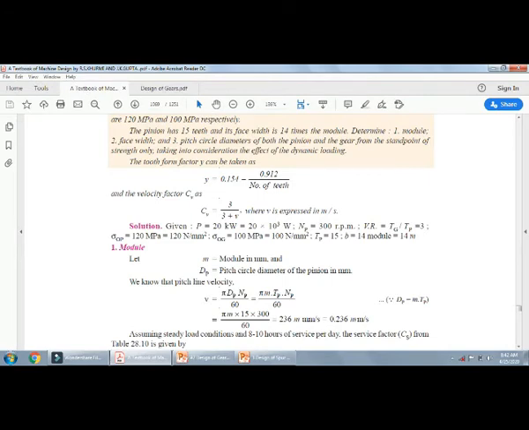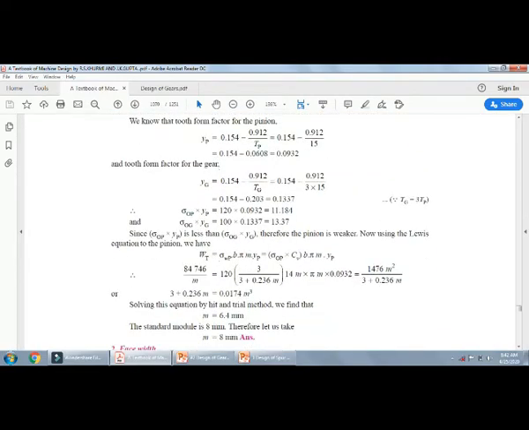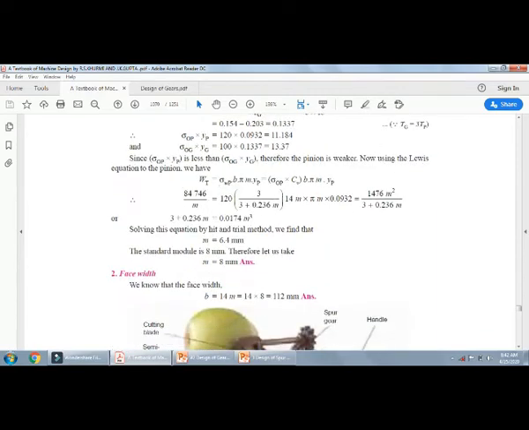So, now he is giving in our numerical statement that the y should be taken by this relation. Then he is also saying the velocity factor Cv should be taken as 3 by 3 plus v, where v is the velocity. So, we have pitch line velocity, that is meter per second. Now, come to the point, first of all we have to calculate the module.